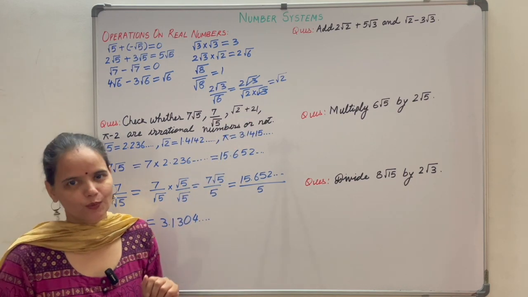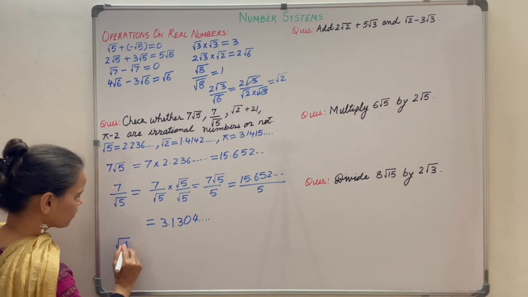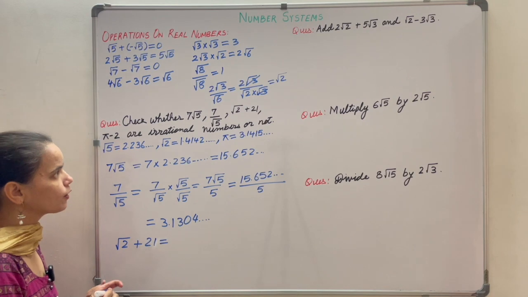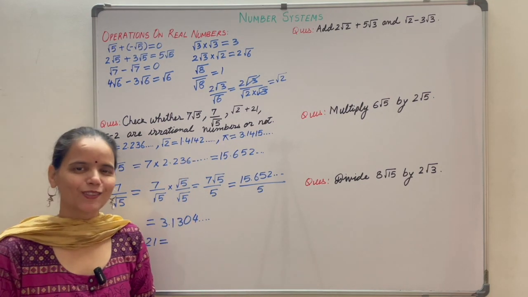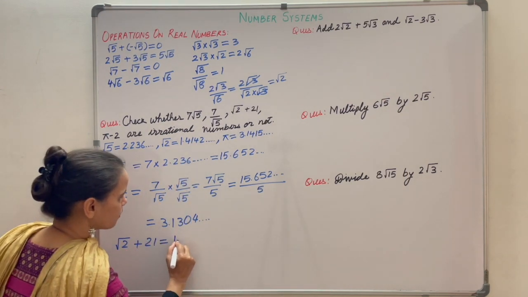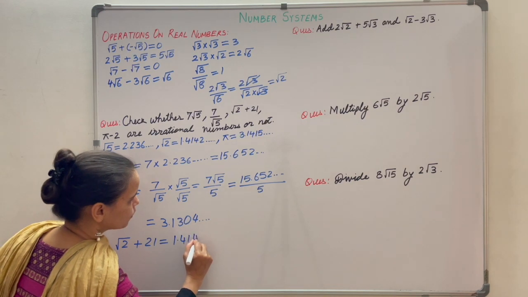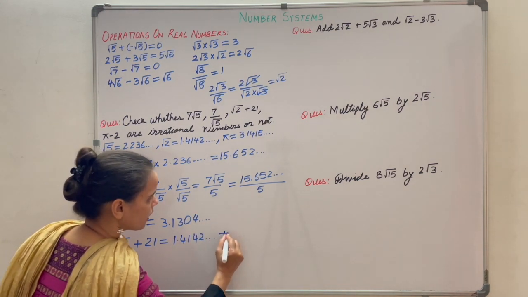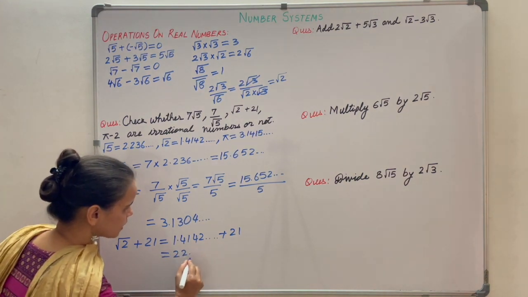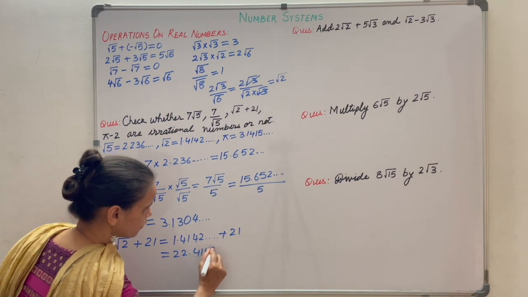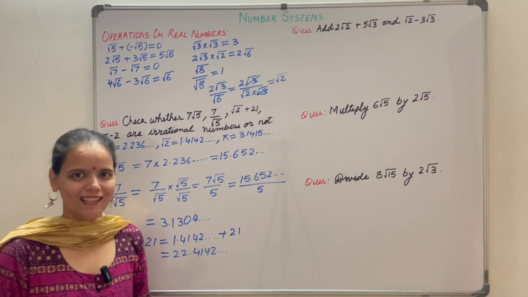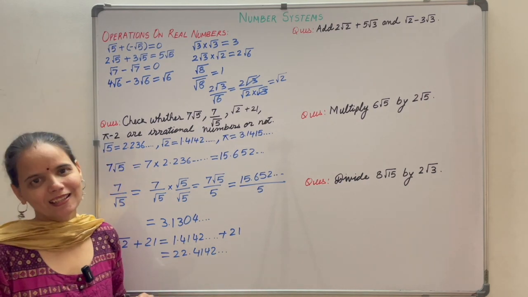Now let us solve this one, root 2 plus 21. So root 2 is an irrational number. We are adding 21 to this. To find out the decimal expansion of root 2, again you have to use the long division method. So now let us write it down. Root 2 value is 1.4142 and so on. To this we have to add 21. So 21 plus 1 is 22 and after the decimal point you have 4142 and so on. So here also you got a non-terminating, non-recurring decimal number. So this is also an irrational number.